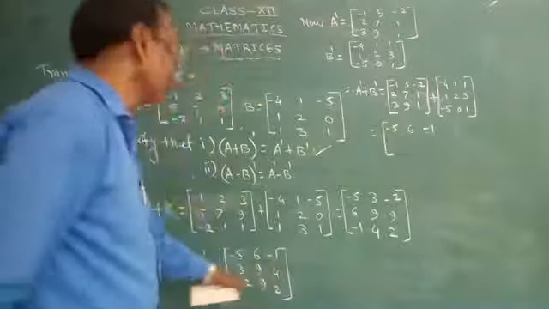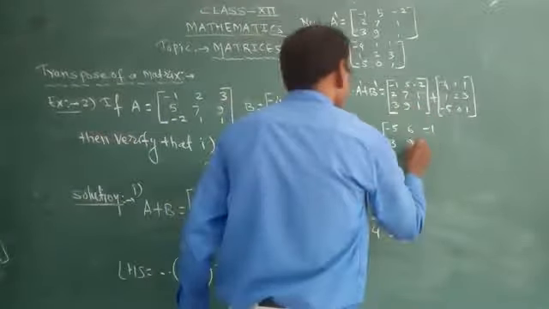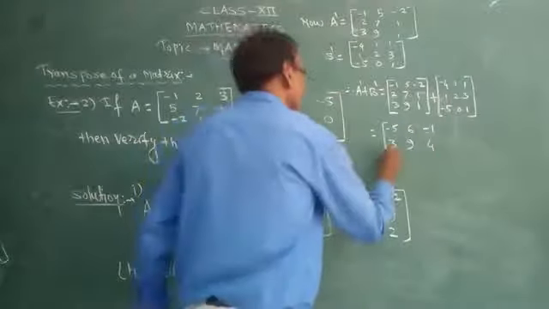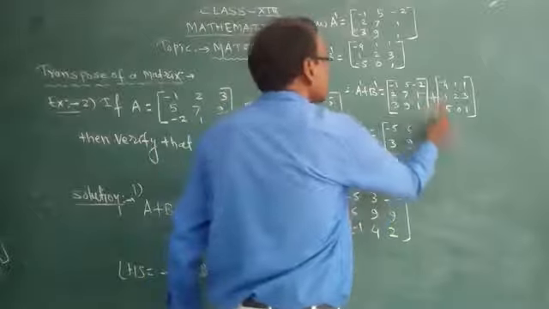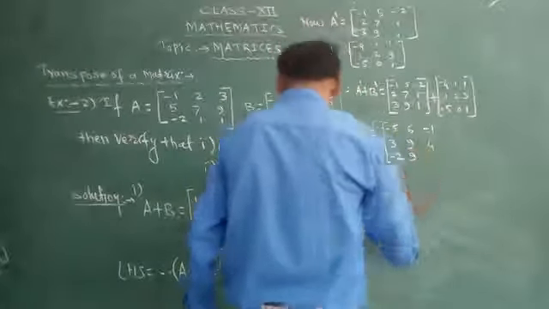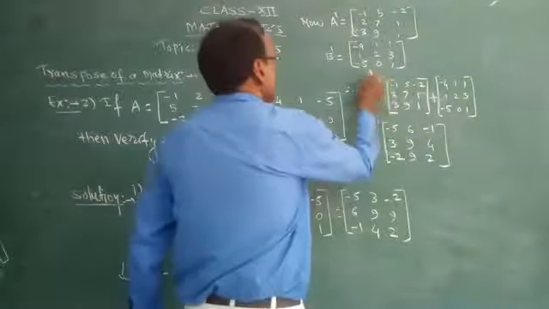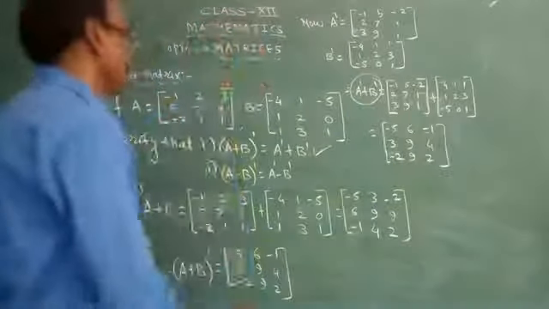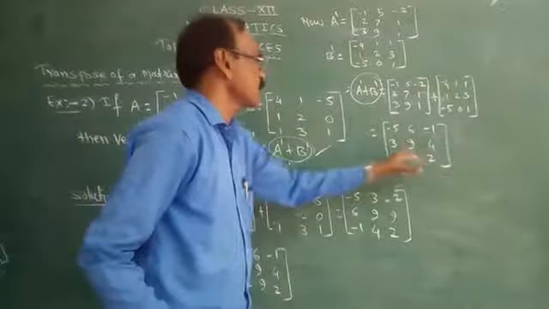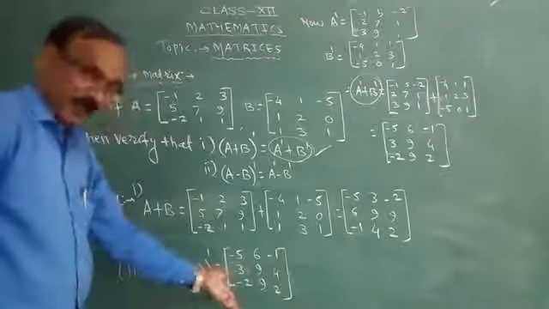Then 2 plus 1 is 3, 7 plus 2 is 9, 1 plus 3 is 4, then 3 plus minus 5 is minus 2, 9 plus 0 is 9, and 1 plus 1 is 2. So this is A transpose plus B transpose. This matrix is minus 5, 6, minus 1, 3, 9, 4, minus 2, 9, 2, and (A plus B) transpose is also the same matrix.